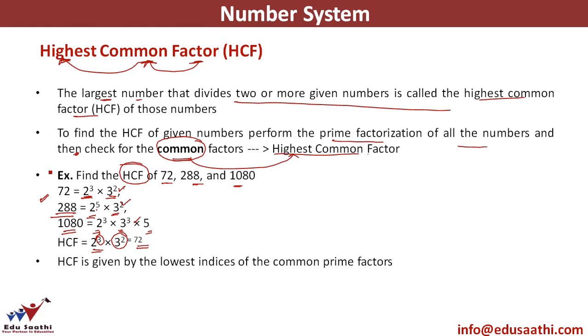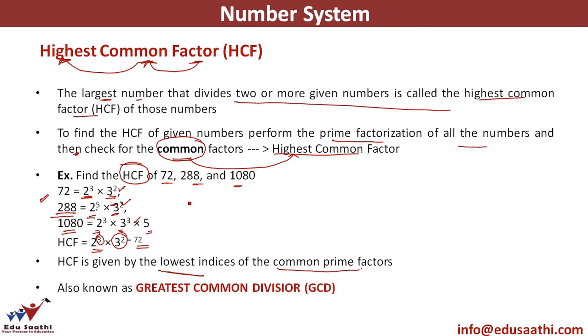HCF is given by the lowest indices of the common prime factors. Lowest, why? Because it has to be common in all the 3. So whatever is the minimum would be the common. HCF is also known as GCD, greatest common divisor.